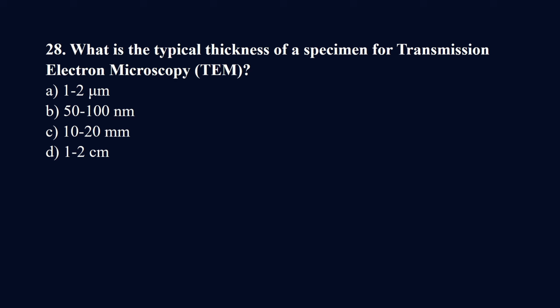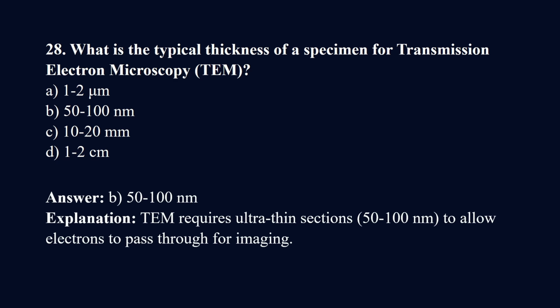Question number 28. What is the typical thickness of a specimen for a transmission electron microscope? 1 to 2 micrometer, 50 to 100 nanometer, 10 to 20 millimeter, 1 to 2 centimeter? And the correct answer is 50 to 100 nanometer.